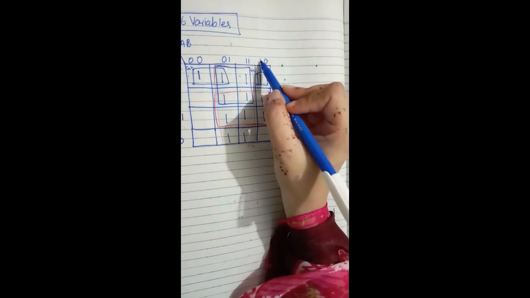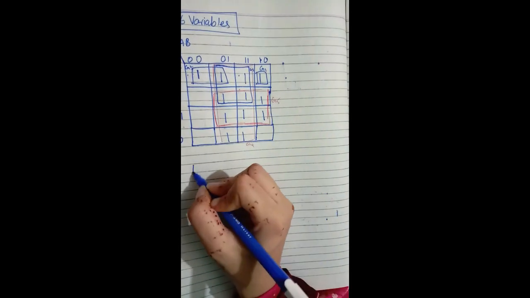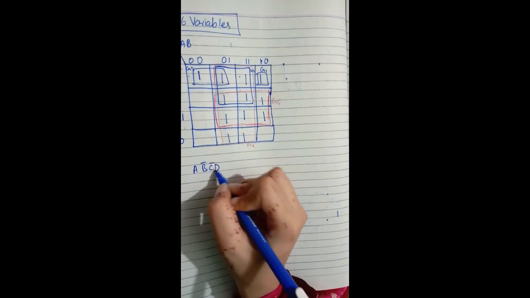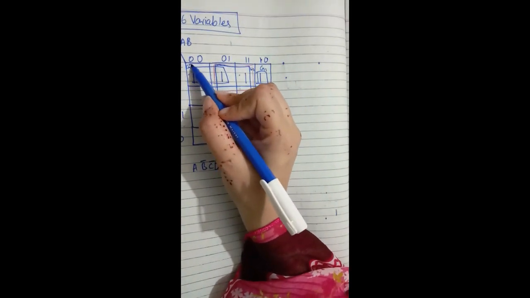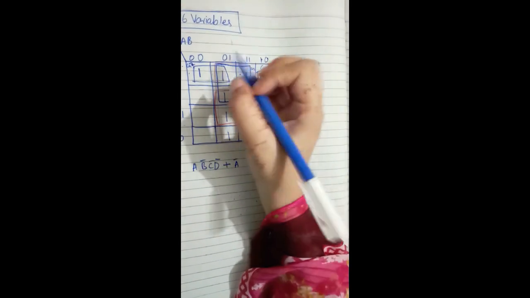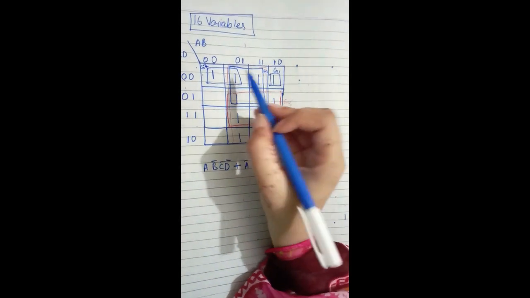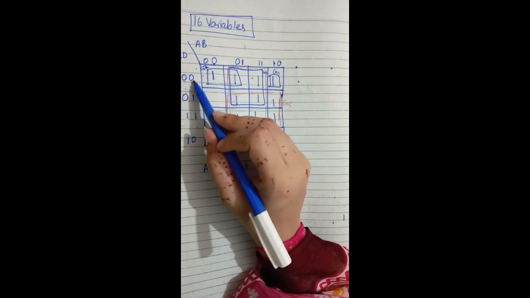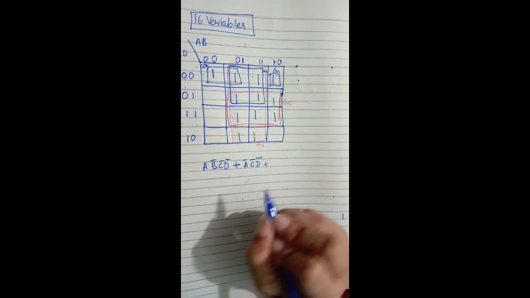Now we will write it as, the first one says A, B bar, C bar, D bar. Okay, A, B bar, C bar, D bar. Plus the second group is A, B, C, D. We can see A is same, 0, A bar, but B is changing, 0 and 1. So we will not write the B. Now for C and D, these are also same. So we will write it as C bar, D bar. For 0 we write the bar.